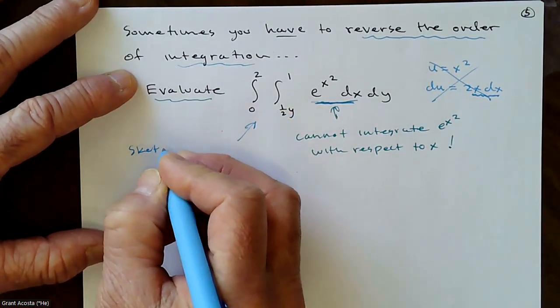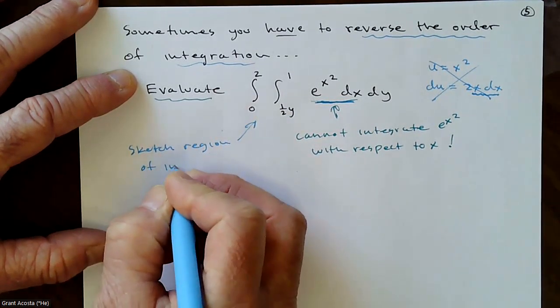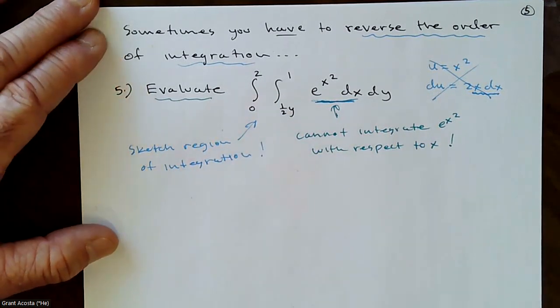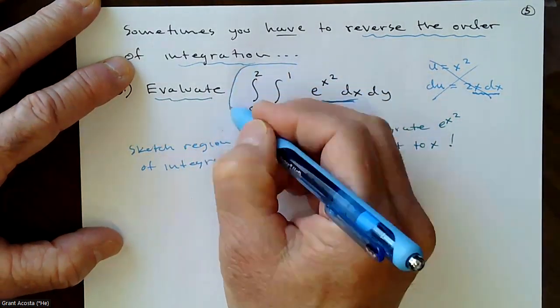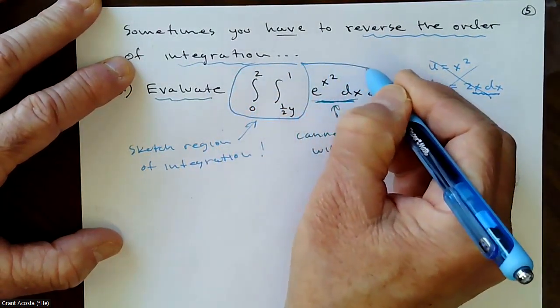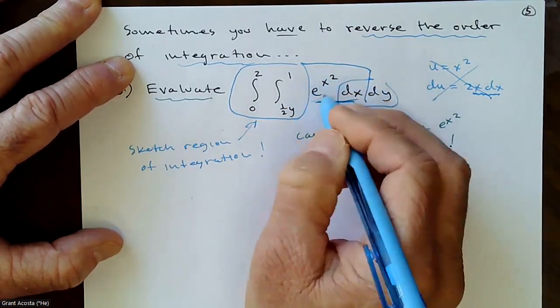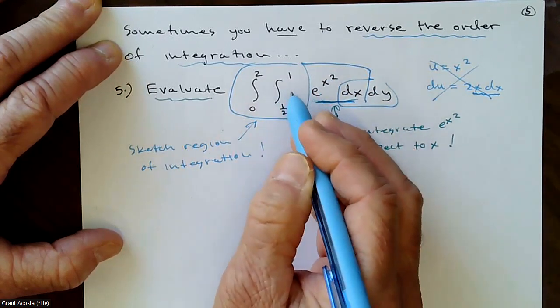Sketch the region of integration. And for the region of integration, it's all about this and this. Whoops, and this. Don't worry about e to the x squared. That has nothing to do with the region of integration. That's what we're integrating, so you don't have to worry about that.